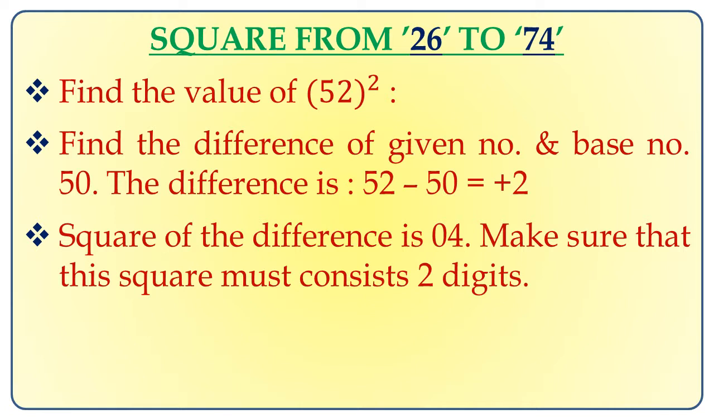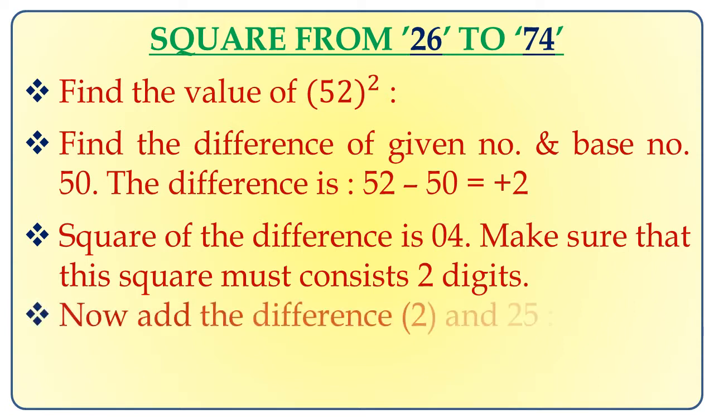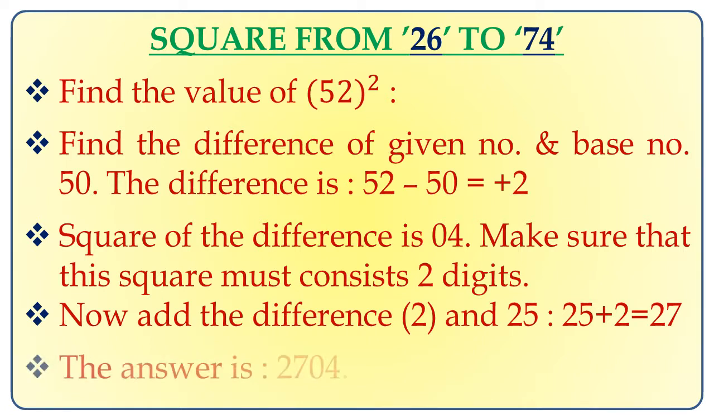To make it a 2 digit number, we put 0 here. So what do we write? We write plus 2 square as 0, 4. We do not write 4. We write 0, 4. Then 25 and plus 2. That 25 is the supporting number. We add 25 with the difference 2. 25 plus 2, 27. So our final answer is 2704.